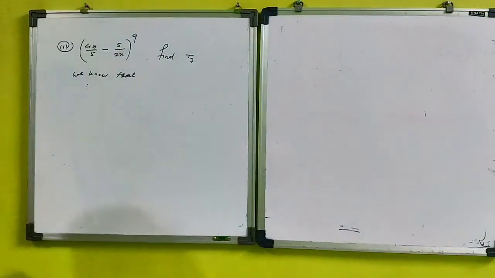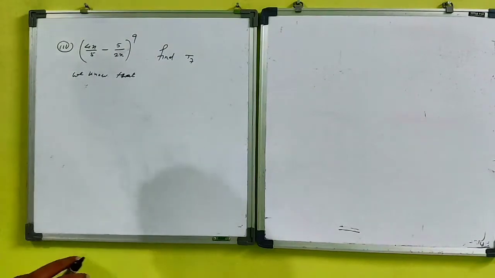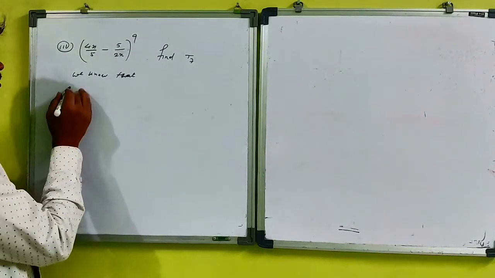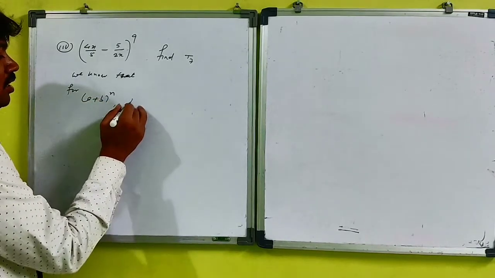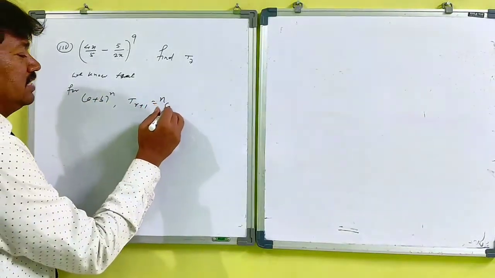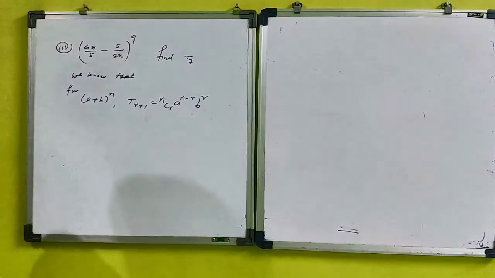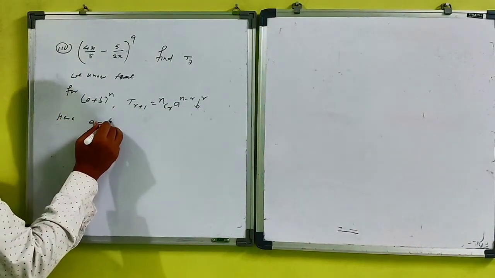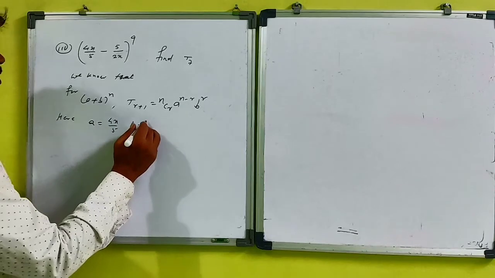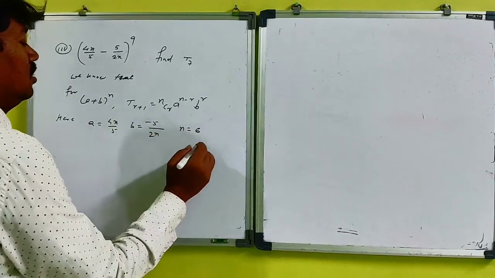Question 3 here, (4x upon 5 minus 5 upon 2x) raised to 9. The question is find T7. So here we know that for (a + b)^n, T(r+1) is nCr a^(n−r) into b^r. Here a is 4x upon 5, b is minus 5 upon 2x, and n is equal to 9.